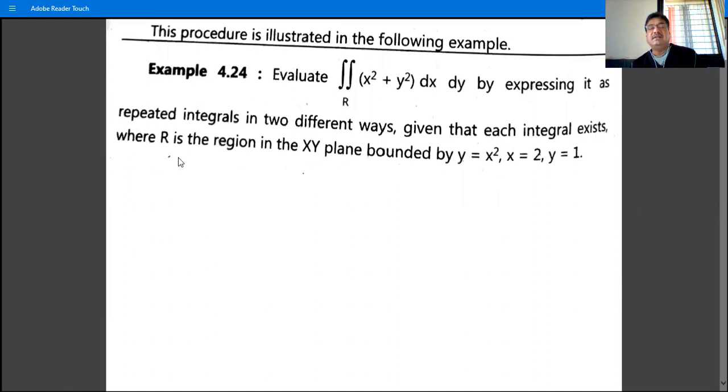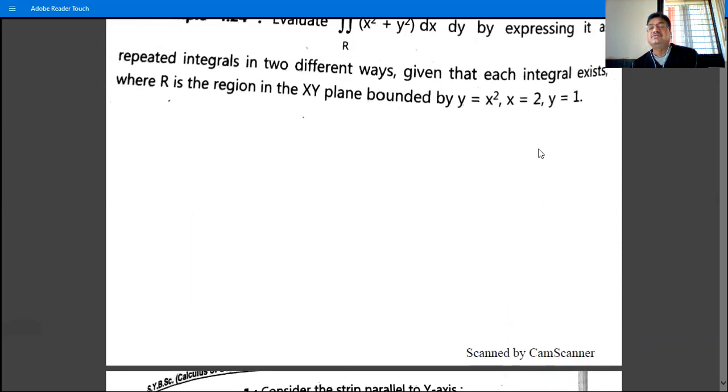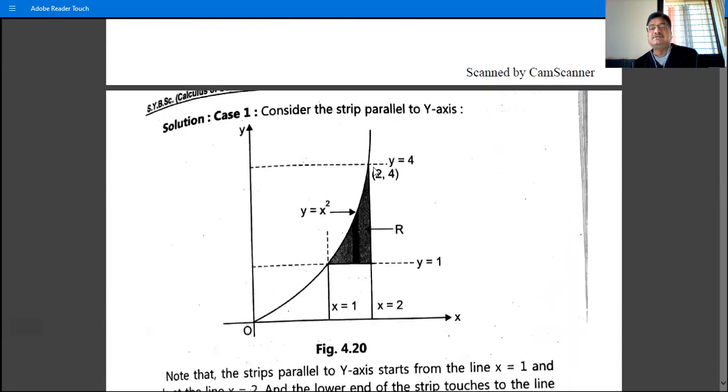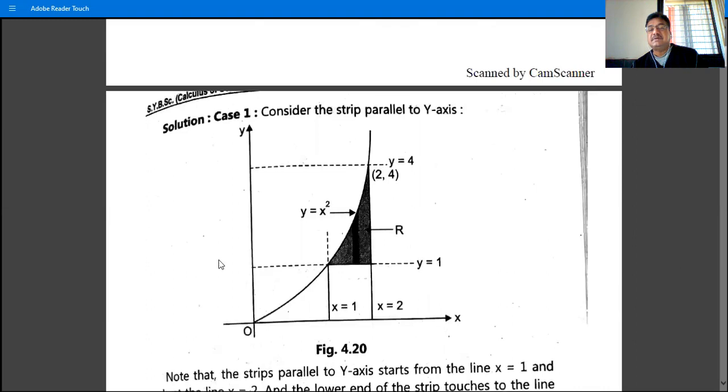Given that each integral exists, where R is the region in the xy plane bounded by y is equal to x square, x is equal to 2, y is equal to 1. So first draw the figure. Draw line x is equal to 2, y is equal to 1. So this is the x is equal to 2 line, which is parallel to the y axis, passing through point 2. And y is equal to 1 is the line parallel to x axis at a distance 1 from the origin. So this is y is equal to 1.